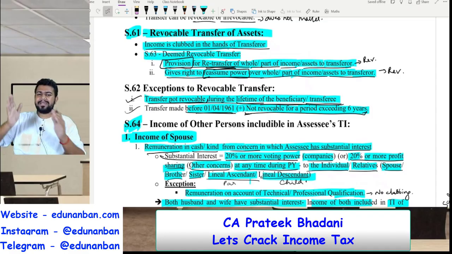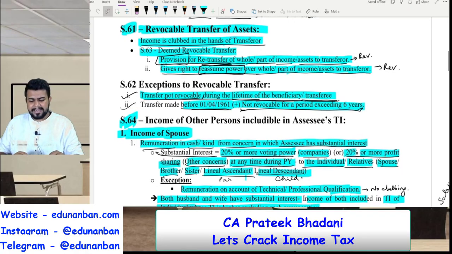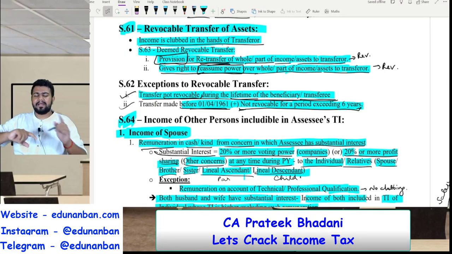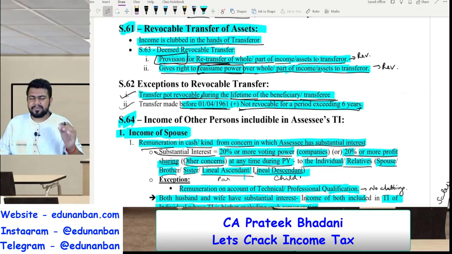What did we see earlier? Transfer of income. Now we are seeing transfer of asset. In transfer of asset, there are two types of transfer: revocable transfer and irrevocable transfer. What is a revocable transfer, sir? Temporary transfer. What is an irrevocable transfer, sir? Permanent transfer.